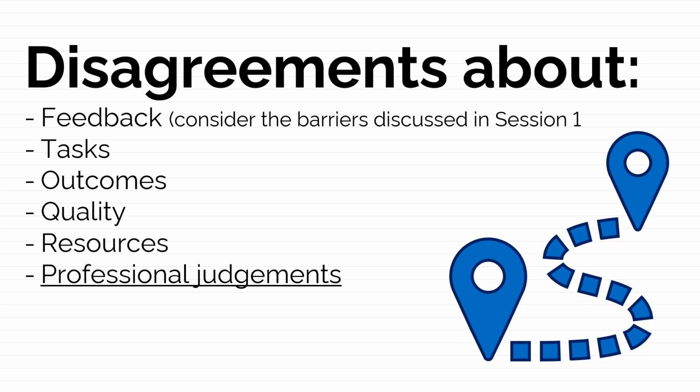And the number one thing that trainees disagree with their mentor about are their professional judgments. They just don't think you're right. Your assessment of the situation, of their evidence, of their planning, of the work that they've done might be one thing, and they think you are wrong. So disagreements about professional judgments link back to feedback, but can include tasks, outcomes, quality, resources, and you'll have thought of other things as well.